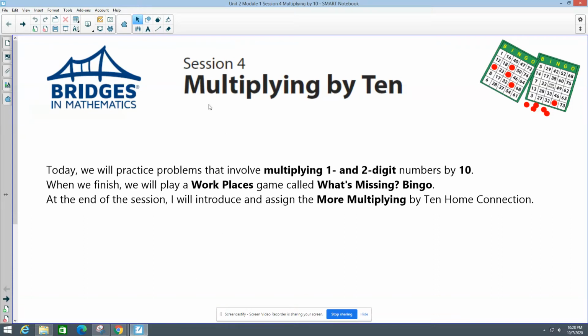All right, we're going to be doing session 4, multiplying by 10. Today we're going to practice some problems that involve 1 and 2 digit by 10. And we're going to review some other strategies like the partial products. And then we're going to introduce a workplace called Missing Bingo, which if you're not able to play with us, you can play at home with a parent because there's a link right on there at the end, which I'll show you how to use.